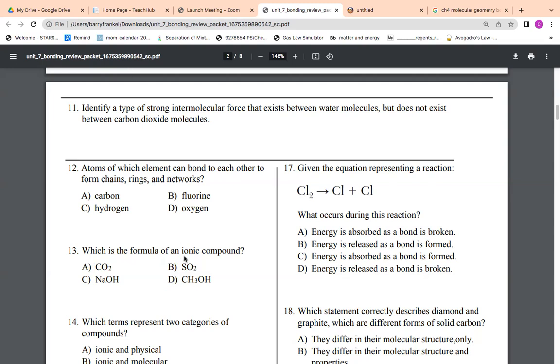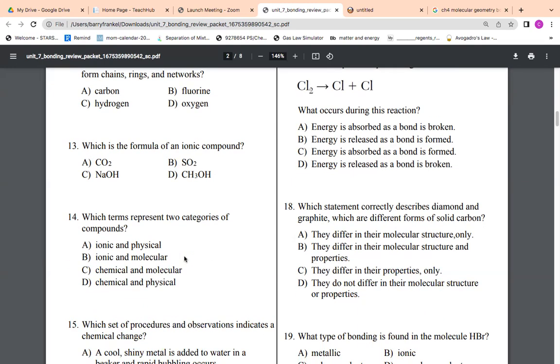Number 14. Which terms represent two categories of compounds? This is really just definition sort of stuff. So the two categories of compounds that we've been going over would be, not A, ionic and physical. That does not make sense. Ionic and molecular, bingo, that's the one. Another way that you can call molecular is covalent. They're not exactly the same thing, but they are similar enough. Chemical and molecular don't make sense. Chemical and physical also don't make sense.